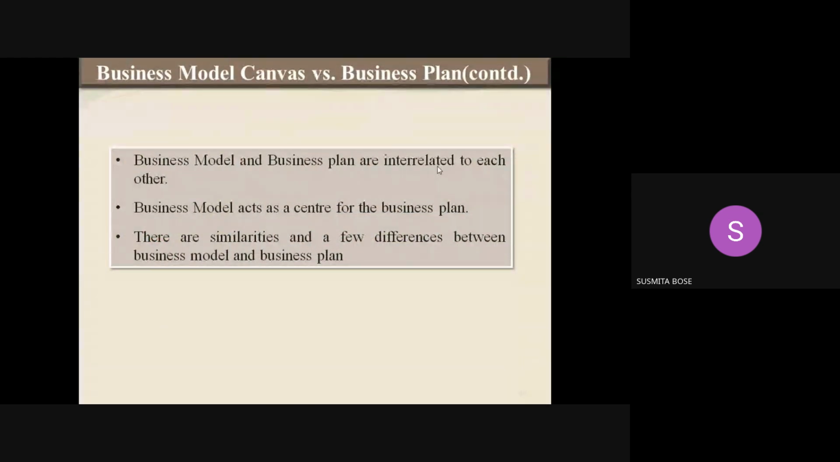Business model and business plan are interrelated to each other. Business model canvas acts as a center for the big business plan. There are similarities and a few differences between business model and business plan.